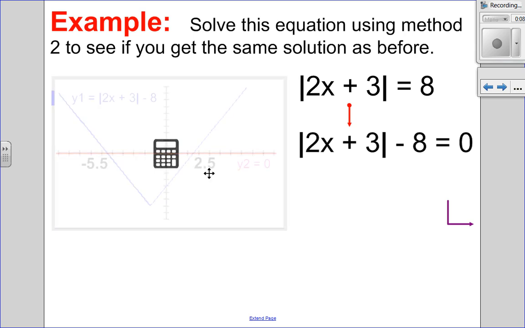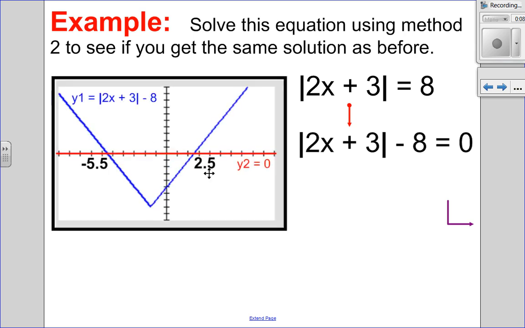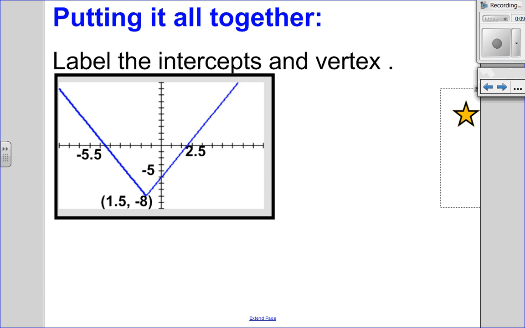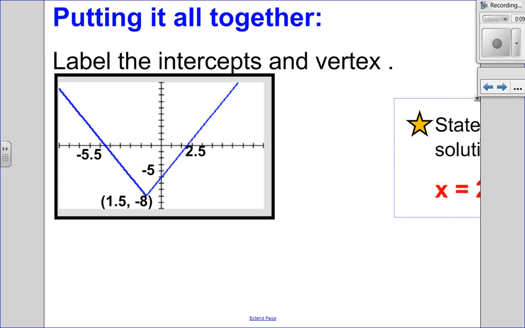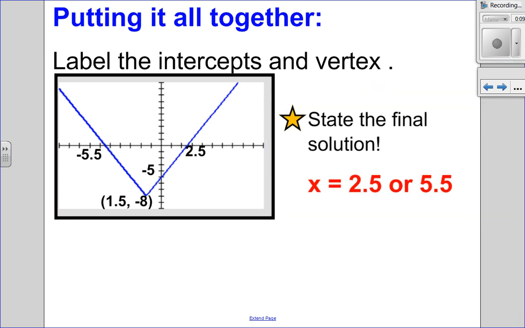So here's my graph. It looks a little bit different than the one I did before, but I have the same x-intercepts. So that tells me I'm on the right track. All I have to do now is put it all together in a labeled sketch. So you can see there I've labeled my intercepts and my vertex. So all I have to do is state the solution, which is the same solution I got before, 2.5 or negative 5.5.